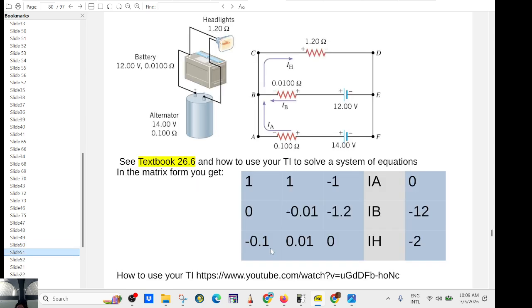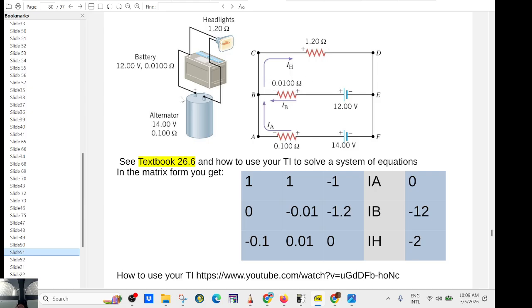Why do we bother doing this? Because we can have this type of circuit. And you see, you have a power supply here and you have a power supply there. I'm not going to do it in detail because you have to use your TI and solve a system of equations. But the question is: find the current IA that is flowing through that branch, find IB, and find IH.